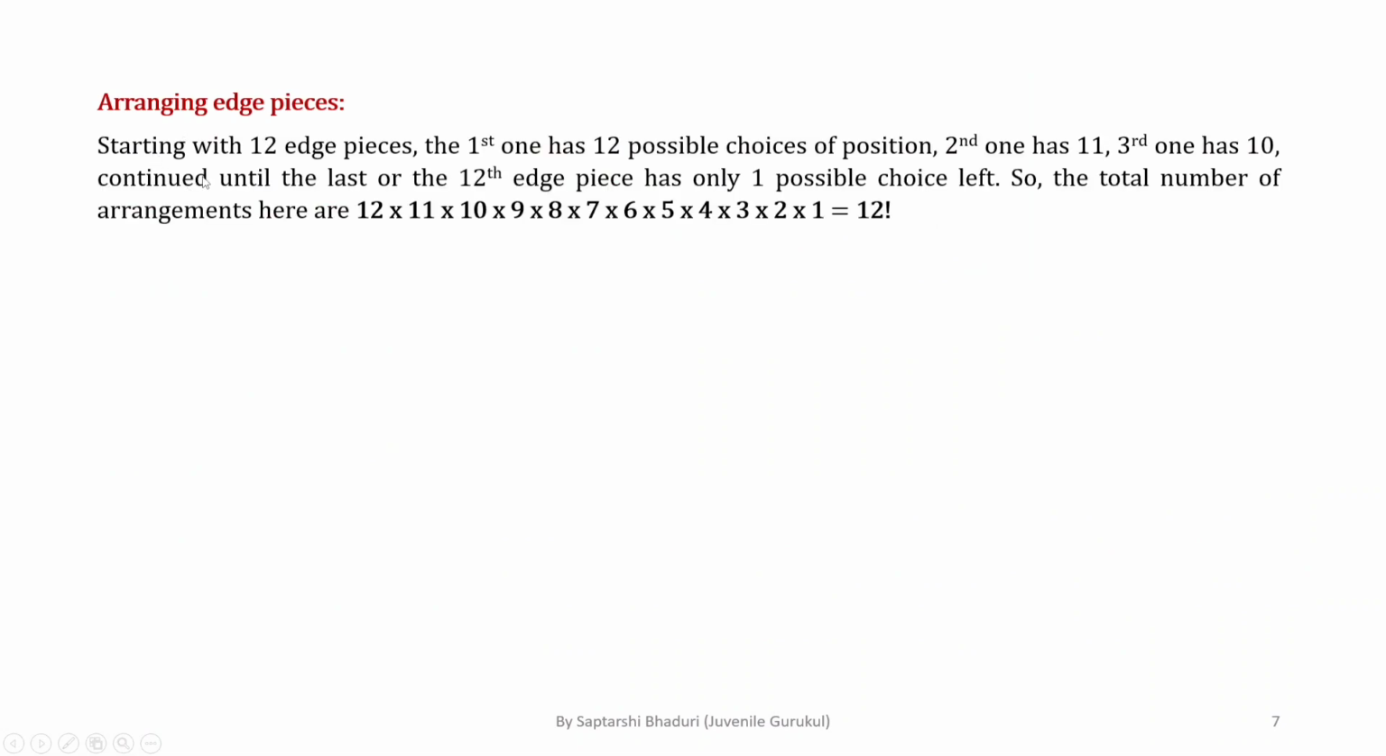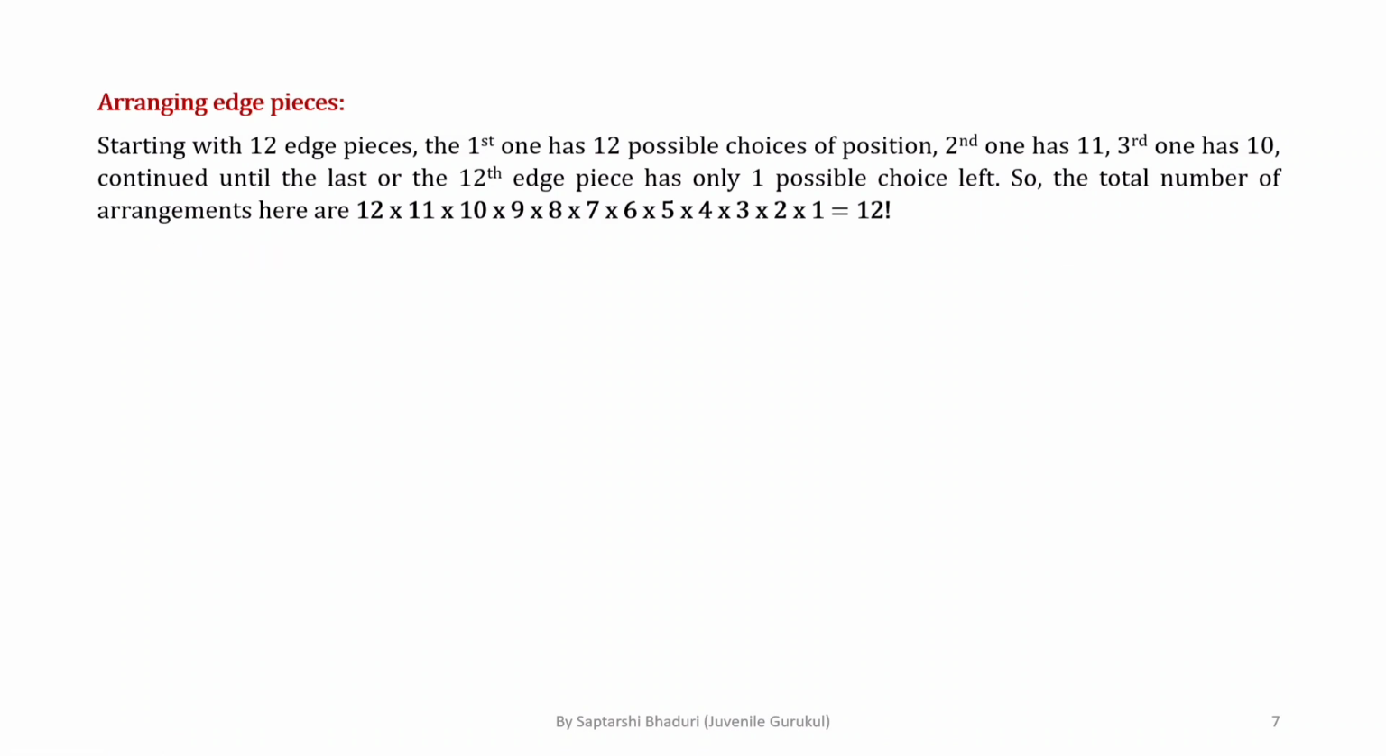Now arranging the edge pieces. We know that there are 12 edge pieces. The first one has 12 possible choices of position. Second one has one less, it has 11. Then the third one has 10, one less again. And it continues again until we reach the 12th edge piece, which has only one possible choice left. So the total number of arrangements here is 12 factorial.